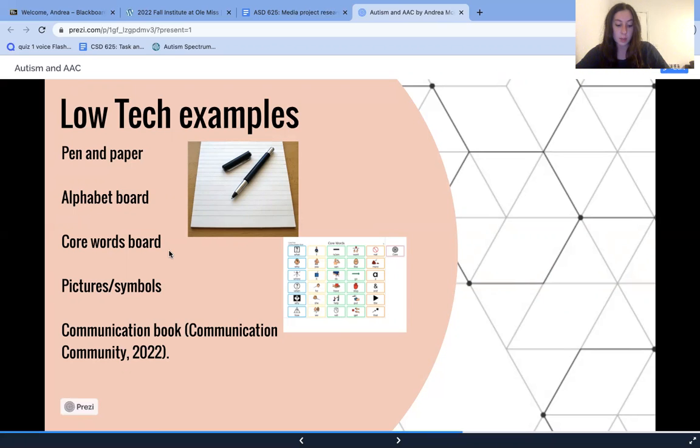Core word boards are typically laminated pieces of paper that are cut up into little squares that the individual can hand their communication partner with their messages on it.